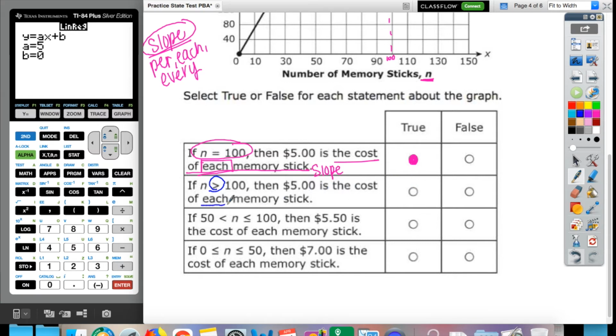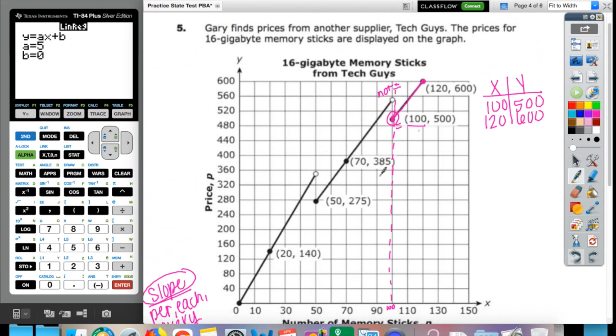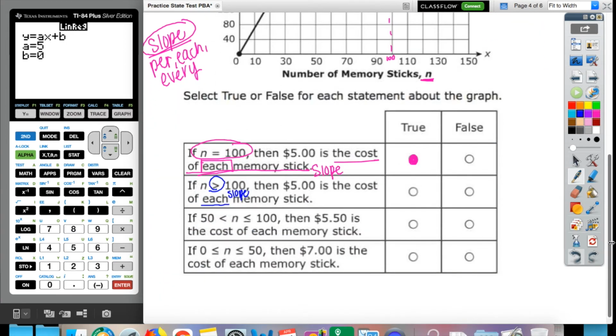Again, it says each, so I know I'm looking for slope. And where is it greater than 100? So we just found 100, so we want everything greater than that, which is still going to be this line. That's the only line that's greater than 100. So that doesn't change your slope. Your slope is still 5. So is this one true? When n is greater than 100, is the slope 5 for the cost of each memory stick? Yes. That is true.